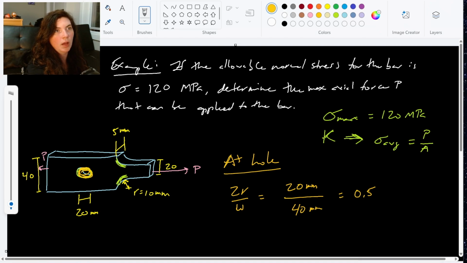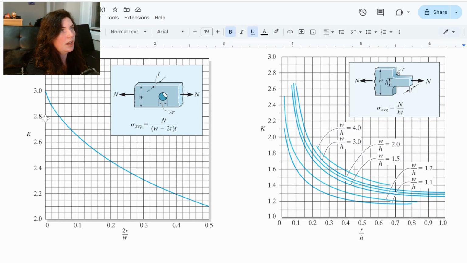Let's go ahead and look at my chart again. And I know that I have my 2R over W is 1/2, which is the very end of my chart here. And it looks like this point lines up exactly on this line. So I can just bring my cursor over here, see what line this is hitting. And it's between 2.0 and 2.2. It looks like it's hitting right smack dab on the 2.1 line. So that tells me that my value for K is 2.1.